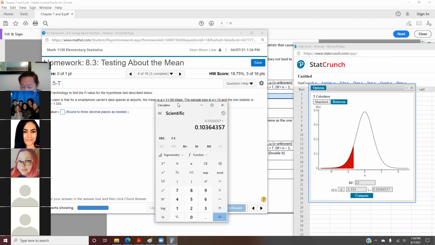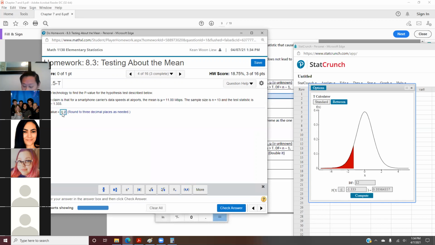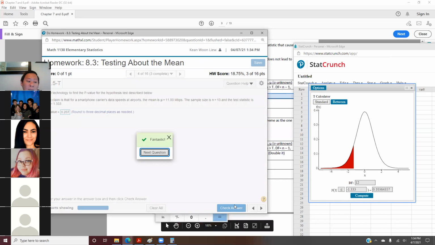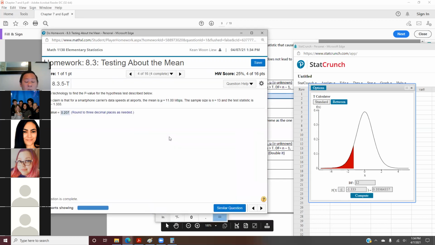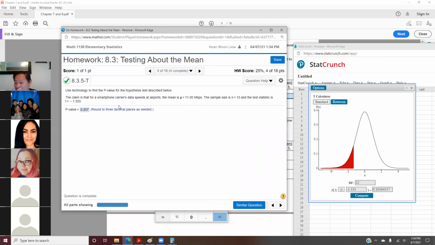0.1036435 times 2. So your answer in 3 decimal places is 0.207. This is the difference between a one-tail test and a two-tail test. The reason we use less than here is because our test statistic is negative. Otherwise, if it's positive, we use greater than. And then make sure you double your answer for two-tail tests. Questions?